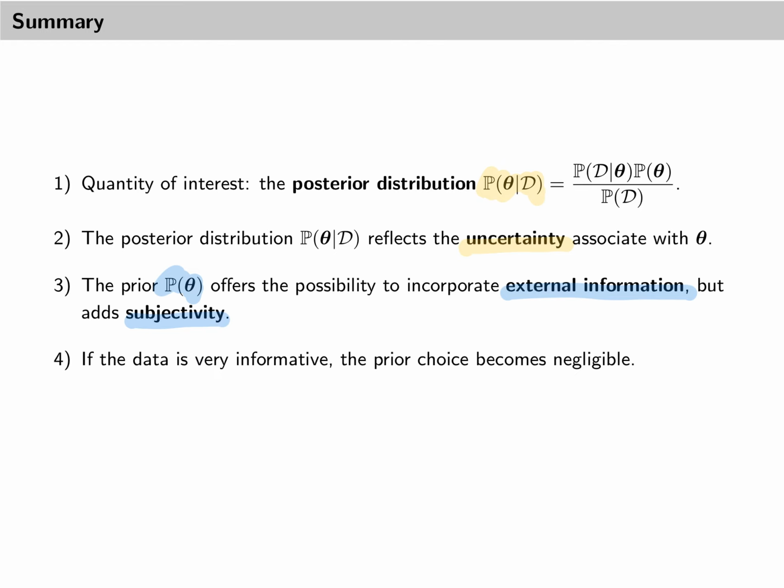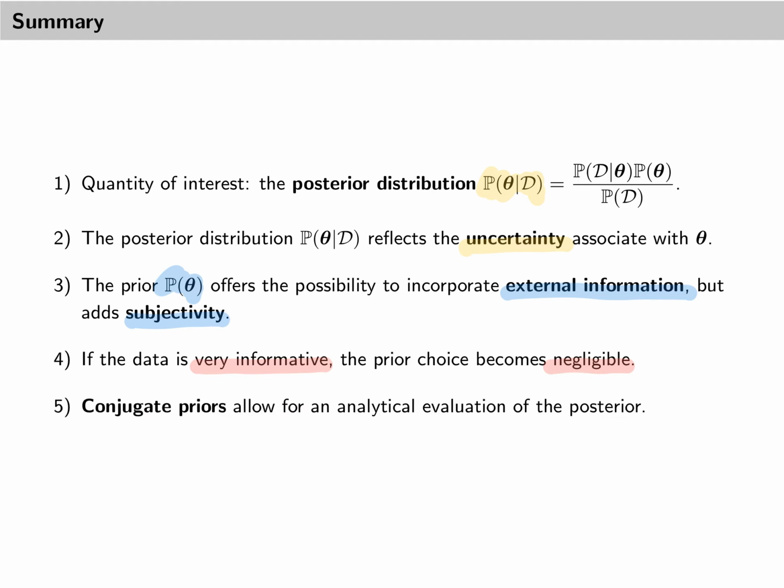Fourth, the posterior distribution is strongly shaped by the data. If the data is very informative, then the prior choice becomes negligible. However, if the data contains very little information, then of course the posterior distribution will resemble the prior distribution. Fifth, we saw that whenever possible, we prefer to choose conjugate priors, because conjugate priors actually allow for an analytical evaluation of the posterior distribution, which is computationally very efficient.